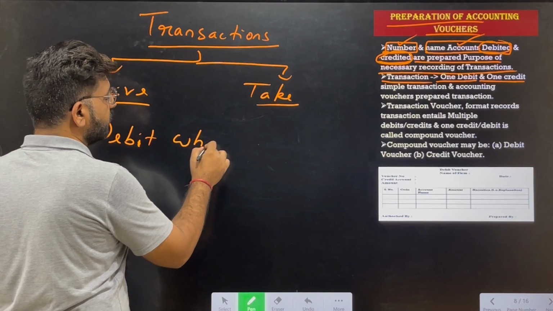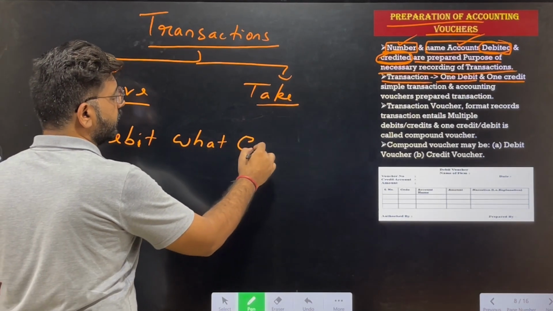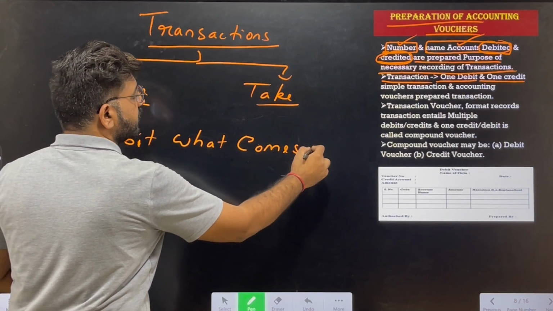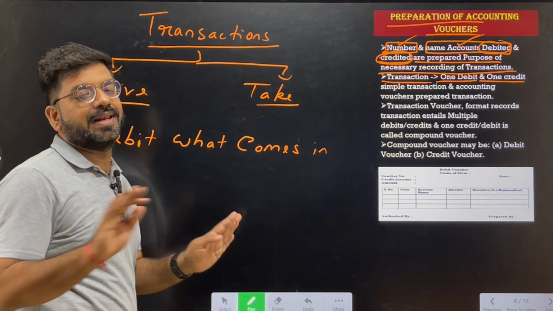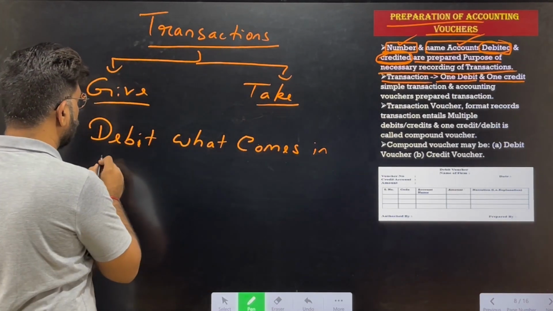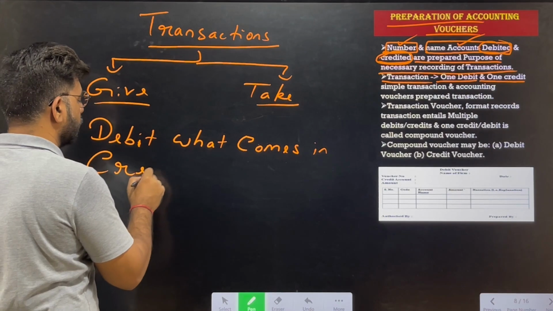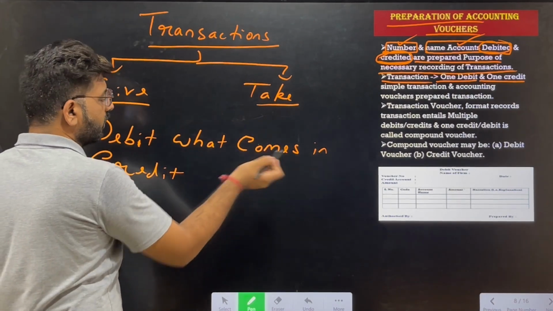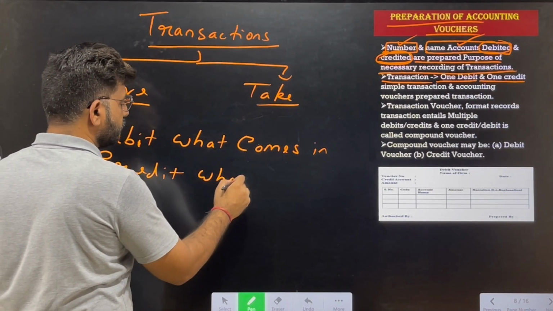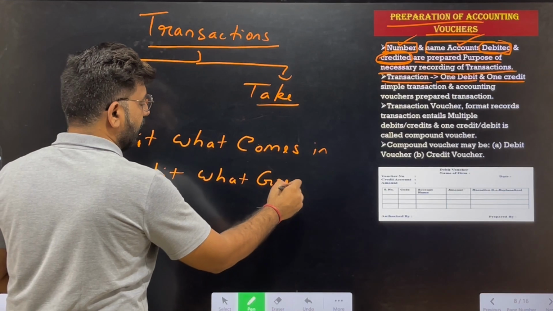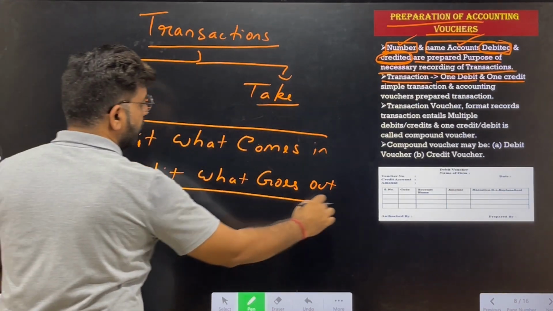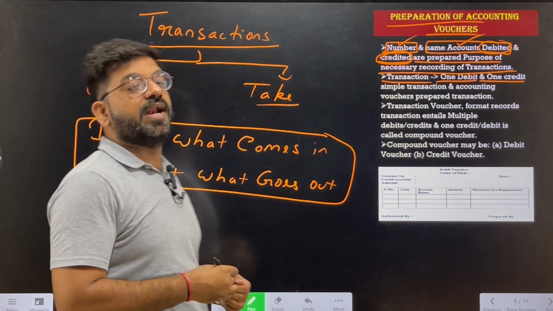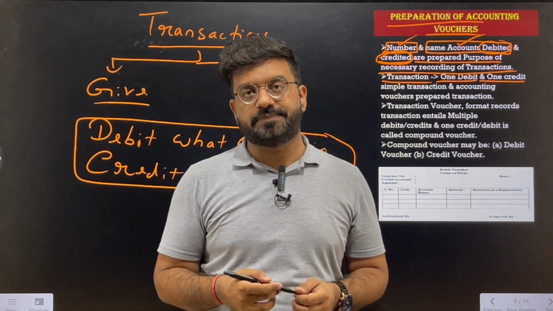Debit. The first rule says debit what comes in. Everything which is coming to us needs to be debited. As simple as that. And everything which is going out from us needs to get credited. So debit what comes in, credit what goes out. As simple as that. Is that clear? So we have to debit the incoming item and we have to credit the outgoing item.